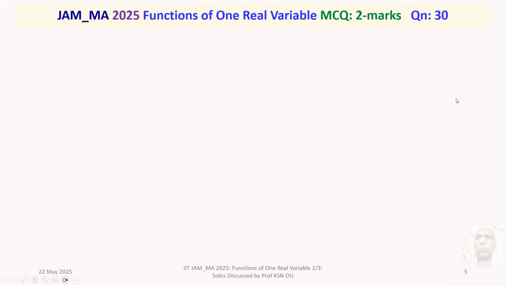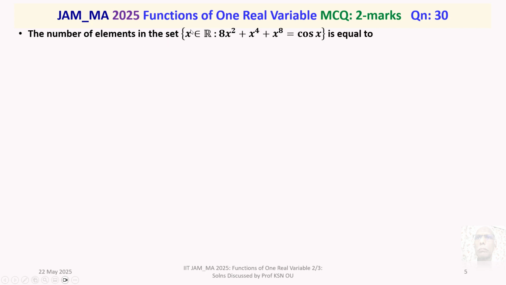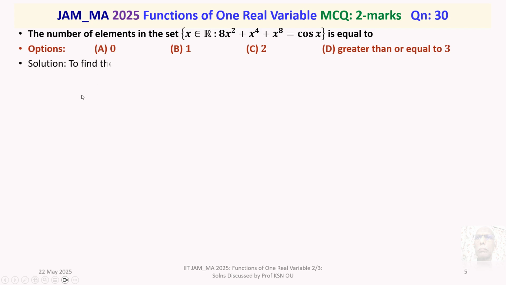This is question number 30 for 2 marks. It is a multiple choice question. The given question is: the number of elements in the set consisting of x belongs to R such that 8x square plus x to the power of 4 plus x to the power of 8 is equal to cos x is equal to. We are given 4 options. Let's now discuss the solution of the problem in detail.